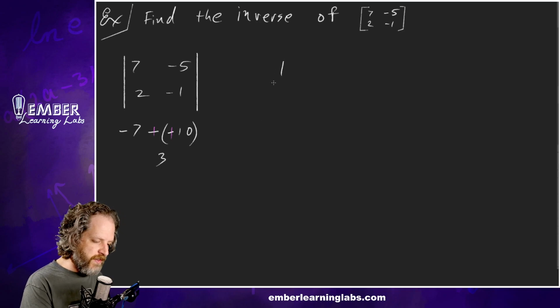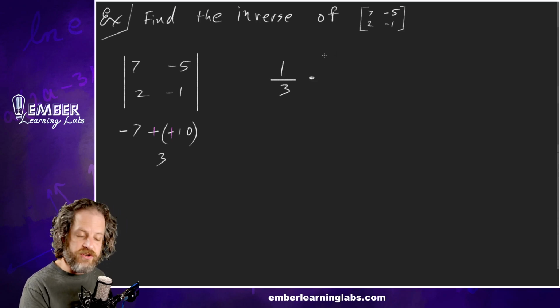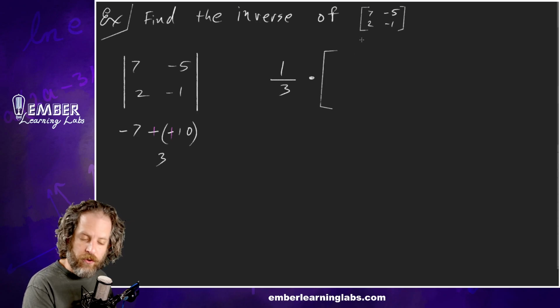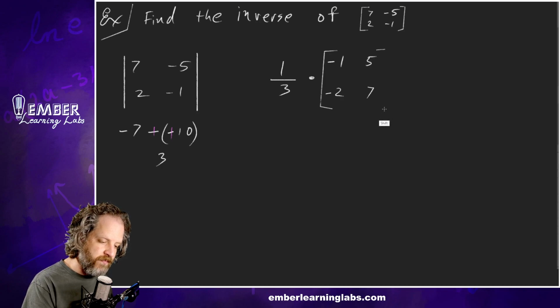So to find the inverse, we do 1 over the determinant. So 1 over 3 times, and this is just scalar multiplication, so just multiplying this times everything. We're going to flip the order here, so this is going to be -1, and then 7 is going to be down here, and then flip the signs of these. So this is going to be -2, and this is going to be +5.